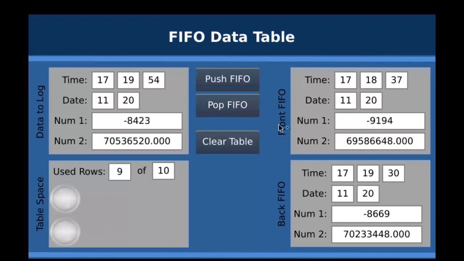That will clear out the frontmost row. There's only 9 used rows out of 10. So now when I press it, around 1720, we now see that information was written to the back of the table.